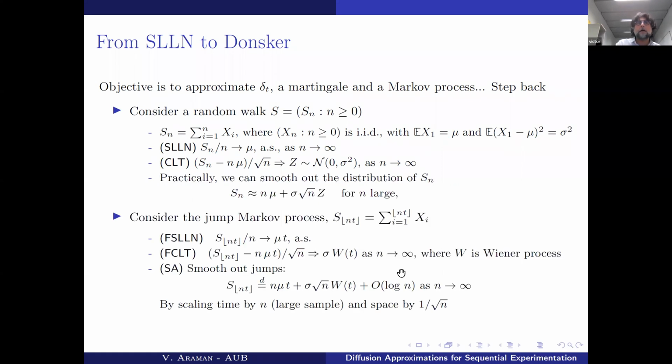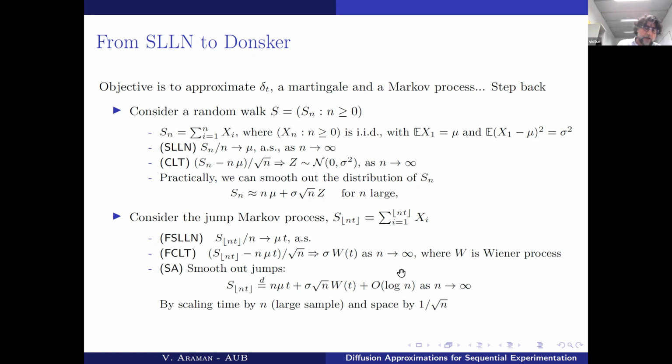Practically speaking, we're basically smoothing out the jumps of the random walk, and we now have a nice continuous random variable, a normal distribution with mean n mu and variance n sigma squared. Now we can actually do that with random walk-like processes in continuous time. So we can introduce S at index nt.